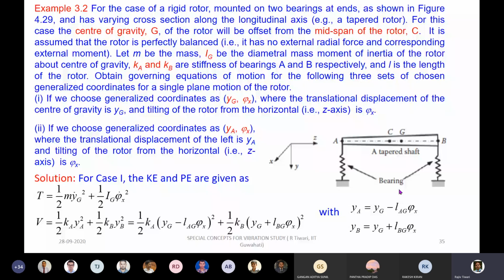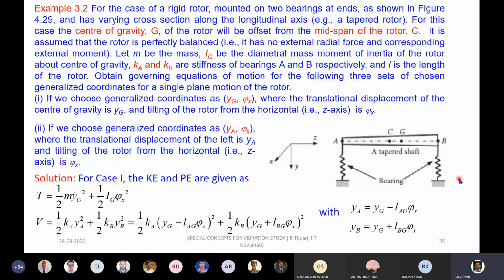If you see the figure, there is a rigid bar, or shaft. So deformation of the shaft is not there. It is rigid, but it is tapered. C is the center of the shaft, the midpoint of the shaft. G is the center of gravity, because it is tapered and the mass is more toward this side, so the center of gravity is toward the right side of the center. A and B are the two ends of the shaft, which are supported by springs.